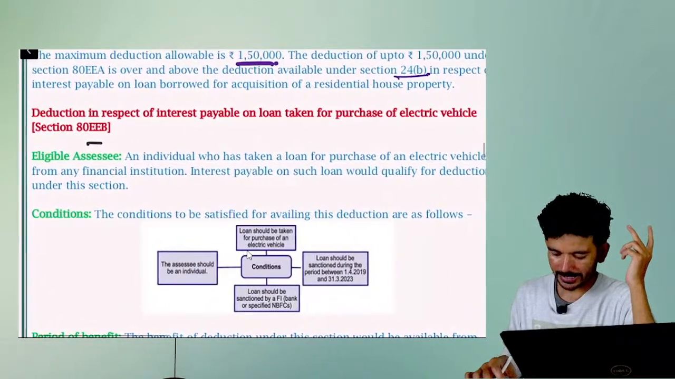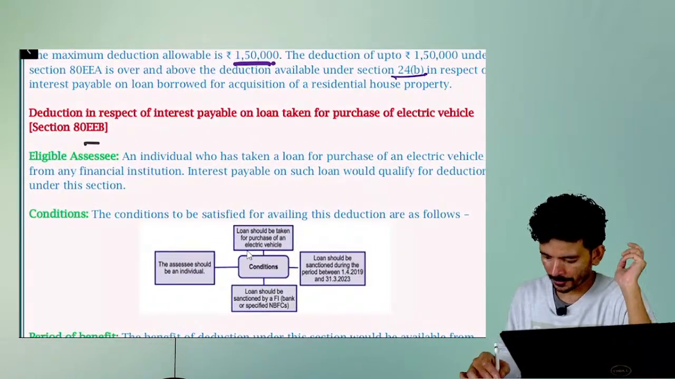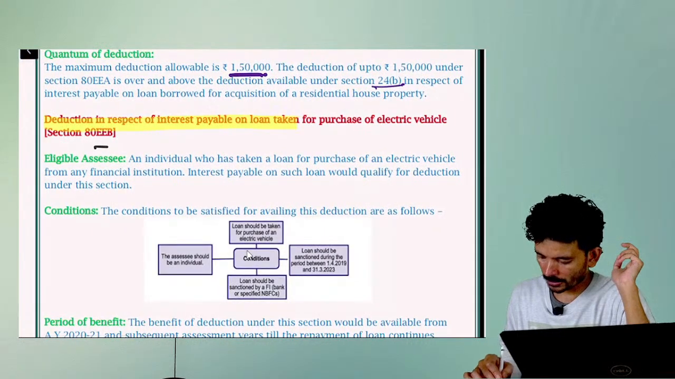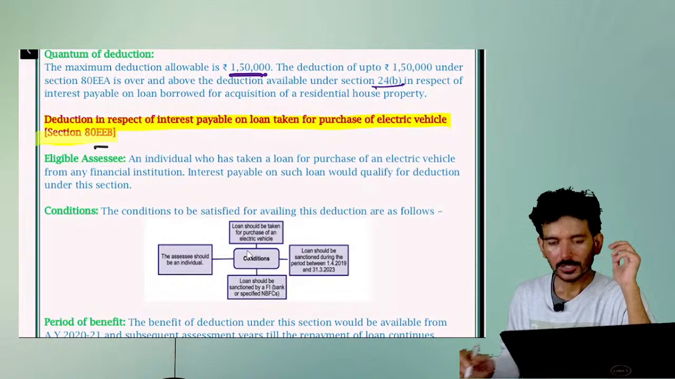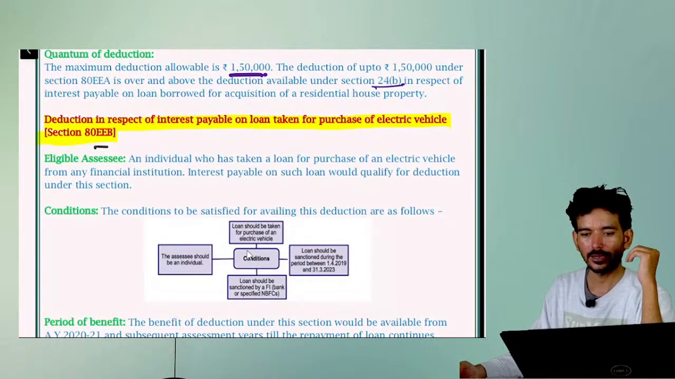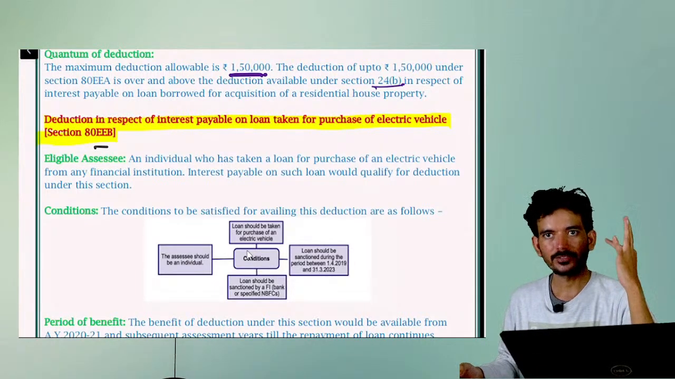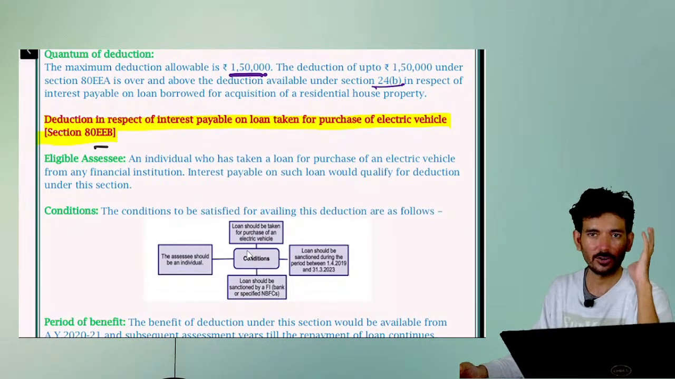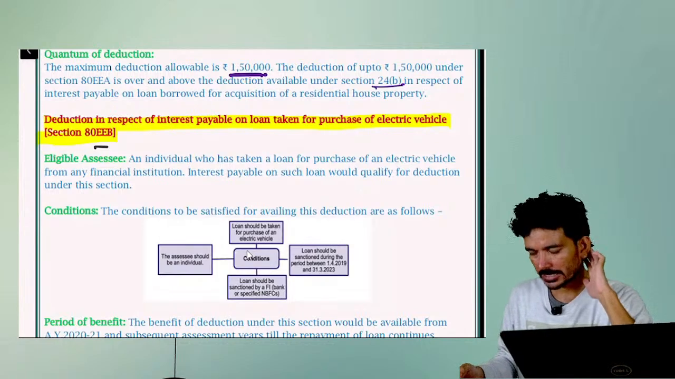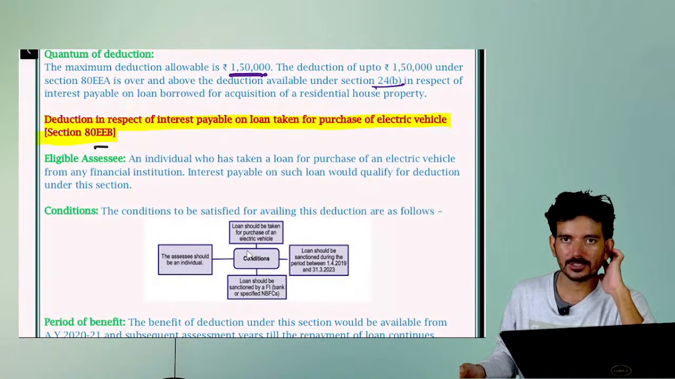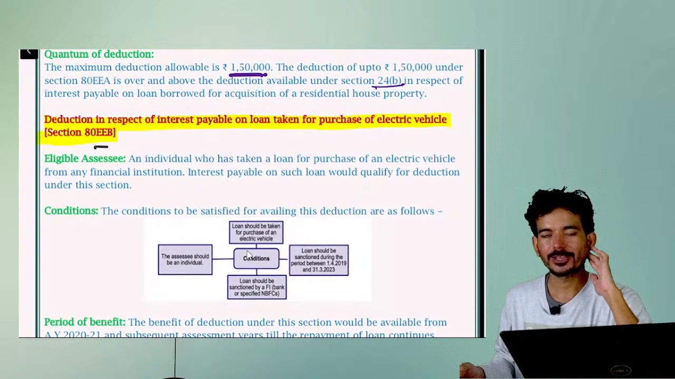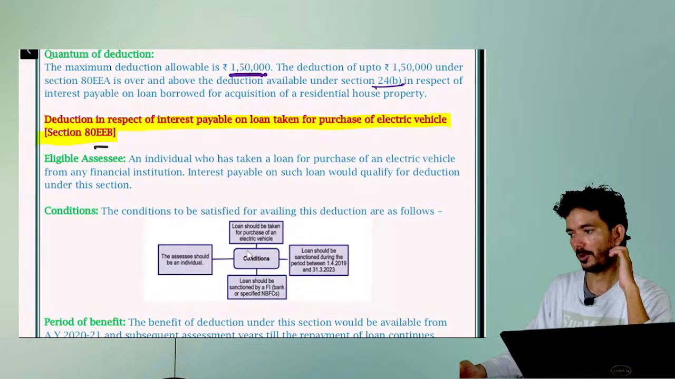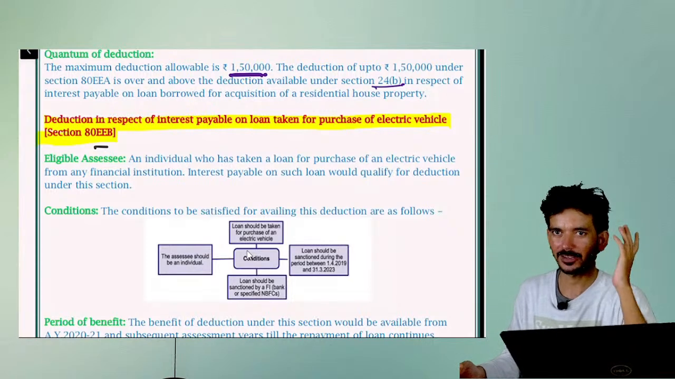And 80EEB, again interest, for individuals only. Deduction in respect of interest payable on loan taken for purchase of an electric vehicle. So nowadays electric vehicle is a need of the hour, because we are polluting our environment so much. So the government is pushing electric vehicles. Even the government of India is pushing that you purchase an electric vehicle, but make sure that the vehicle is a proper vehicle, not bursting anywhere or giving you any problem. Initially it will come, but over a period it will be sorted out.